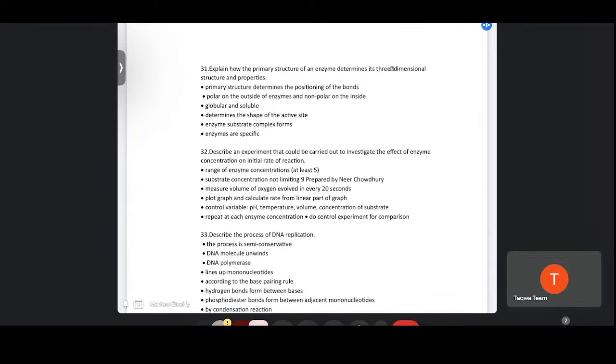Range of enzyme concentration at least 5, substrate concentration not limiting. Measure the volume of oxygen evolved every 20 seconds. Plot a graph and calculate the rate from the linear part of the graph. Control variables: pH, temperature, volume, concentration of substrate. Repeat at each enzyme concentration. Do a control experiment for comparison.